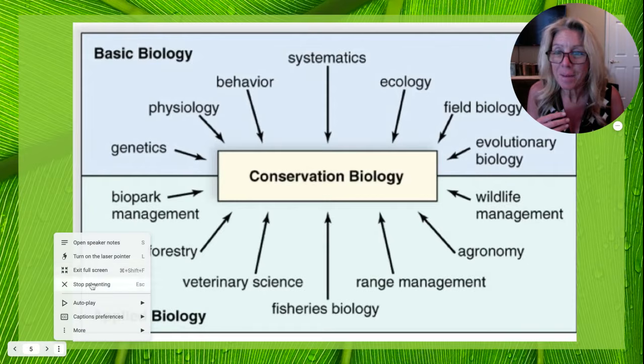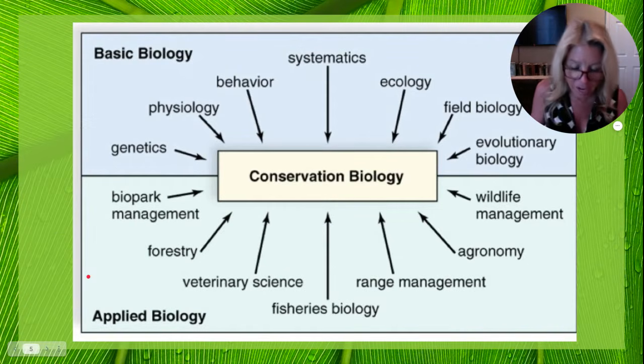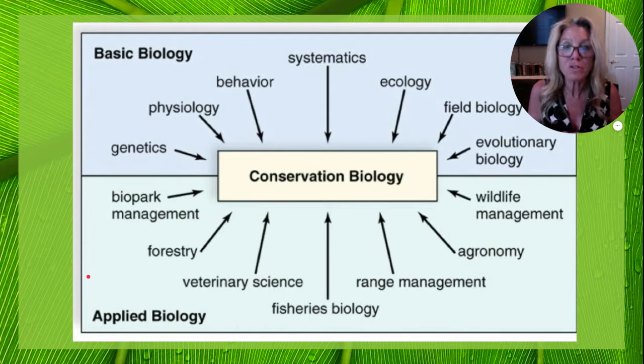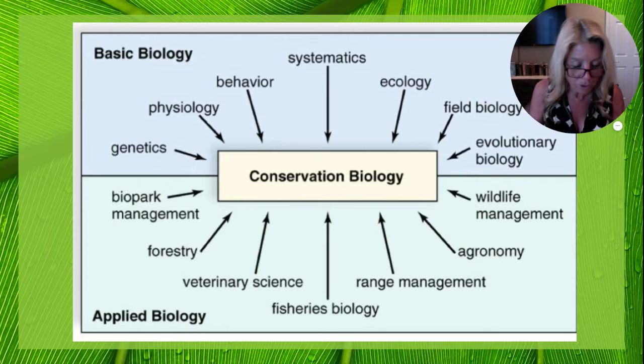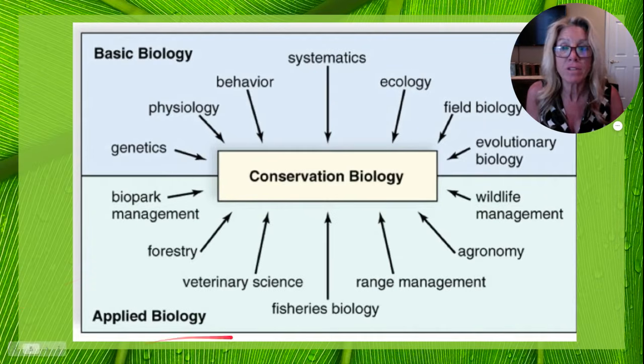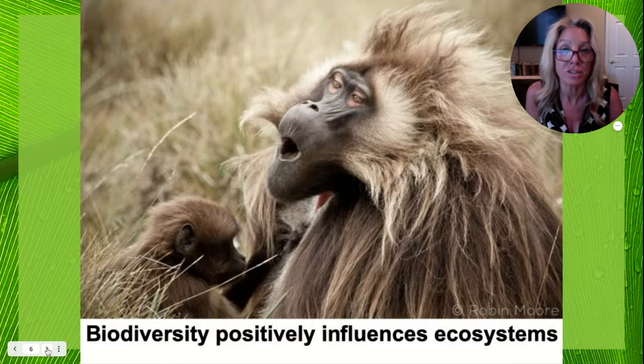All right, and on your notes, this is 47.1. Conservation biology studies biodiversity in order to conserve natural resources, and it involves application as well. So here's some basic biology, and then this is where you could apply fisheries, range management, wildlife management. Those are all applications of that.